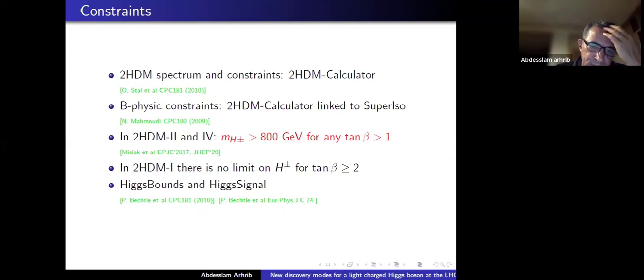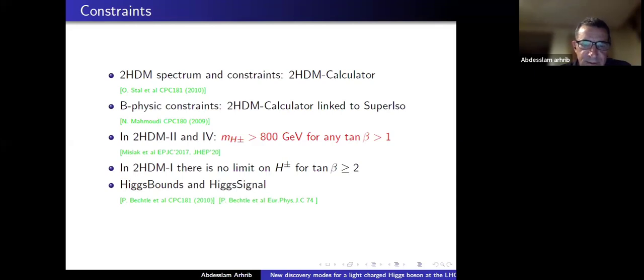Okay, so the two Higgs doublet model spectrum and constraints: as I said, we use this 2HDM calculator, which is a public code. For B physics, we use this code by Nazila, which is SuperIso. For two Higgs doublet model type 2 and 4, there is a severe constraint on the charged Higgs from B to S gamma. If you want to satisfy the measurement from B to S gamma, the charged Higgs should be heavier than 800 GeV for any value of tangent beta, if you believe in this constraint.